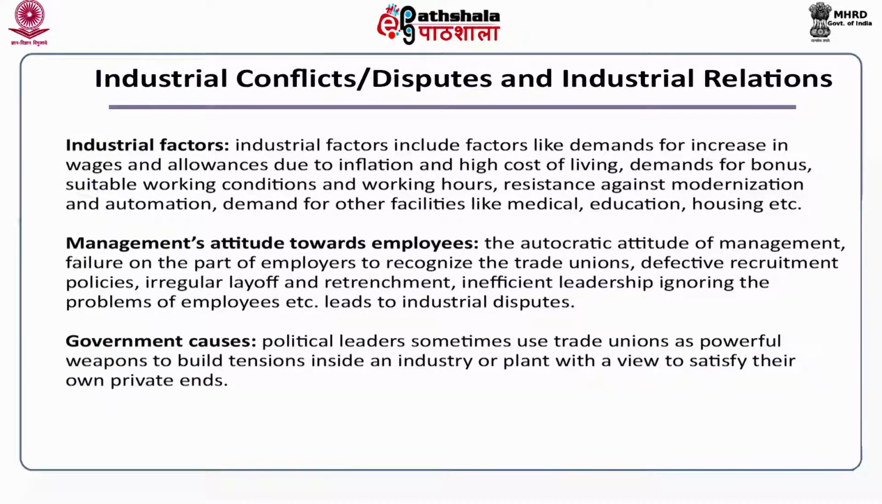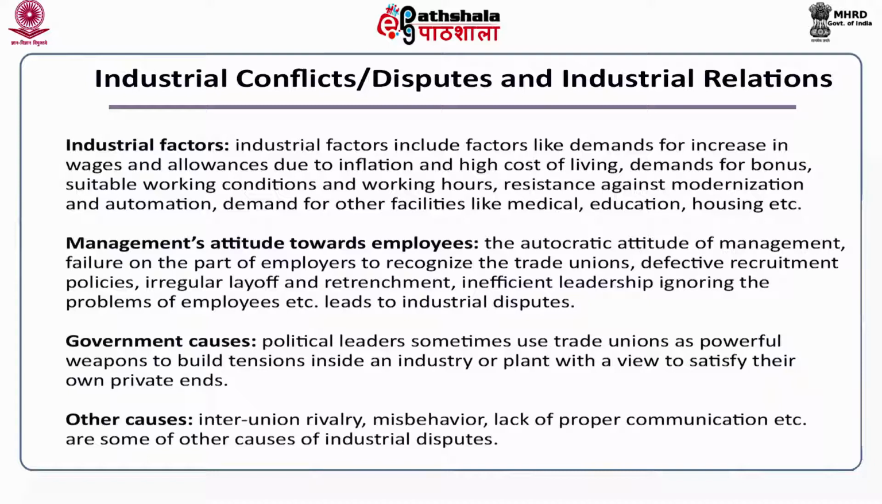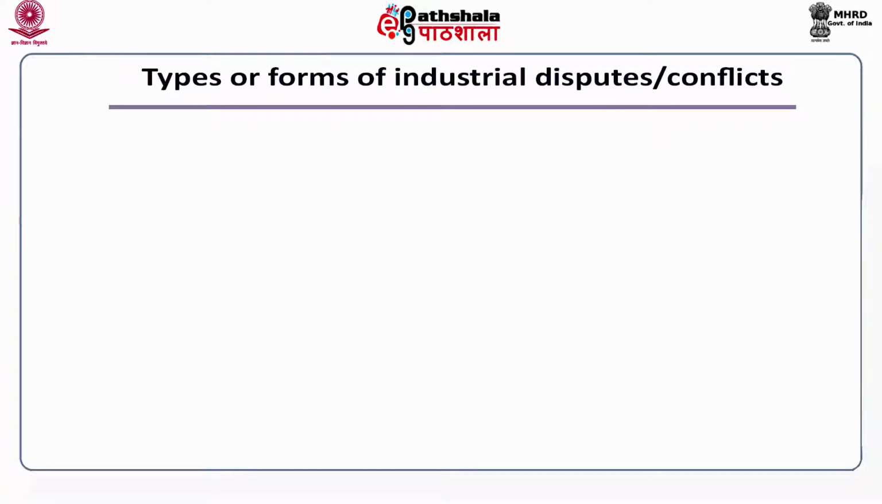The third is the government causes. Political leaders sometimes use trade unions as a powerful weapon to build tensions inside an industry or a plant with a view to satisfy their own private needs. Other causes can be inter-union rivalries, misbehavior, lack of proper communication, etc., which can be some of the causes of industrial disputes. Types or forms of industrial disputes or conflicts.